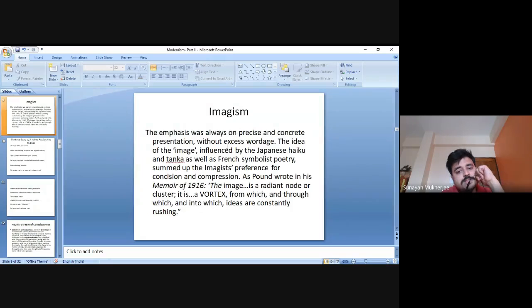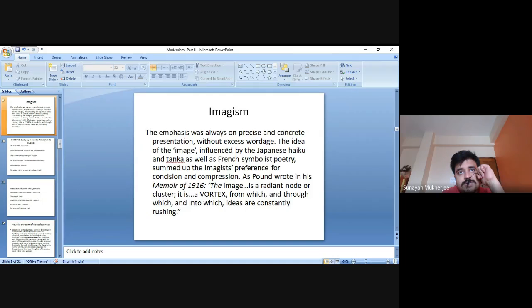It is a vortex from which and through which and into which ideas are constantly rushing. Have you seen a vortex? Vortex in Bengali we say ghurni. It is a sort of swirl of water current, a circular pattern. If you see a hurricane, the circular clockwise and anti-clockwise movement of the wind creates a vortex. So Pound says that an image is like a vortex.